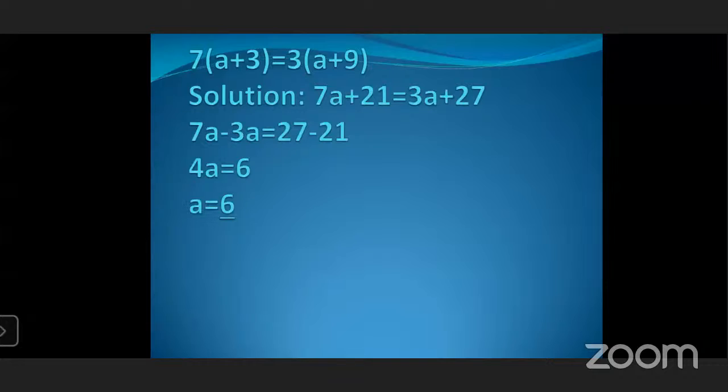7a. Now 3a, which is on the right hand side, will come to the left hand side. 7a minus 3a is equal to 27 minus 21. We are taking all the unknown terms on one side, known terms on the other. So 4a is equal to 6. Now 4a is equal to 6. The 4 which is getting multiplied goes to the other side and gets divided. That means we are dividing by 4 on both sides.